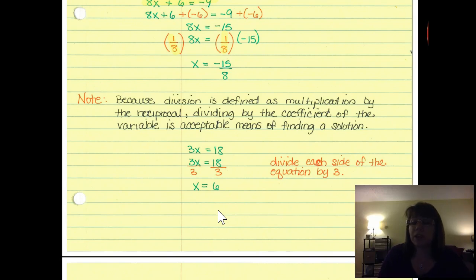So dividing by the coefficient of the variable is totally acceptable means of finding a solution. For example, 3x equals 18. I'm going to divide each side by 3, therefore x equals 6. And because of the definition of division, this is completely acceptable. Dividing by 3 is the same thing as multiplying by 1/3. Same thing.